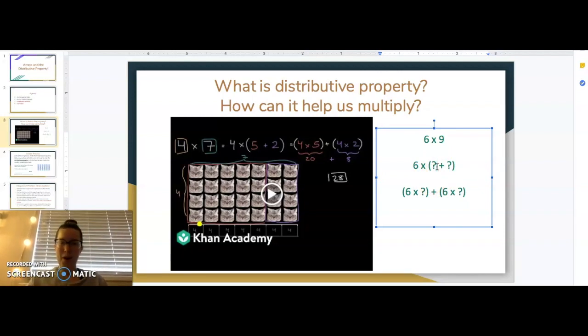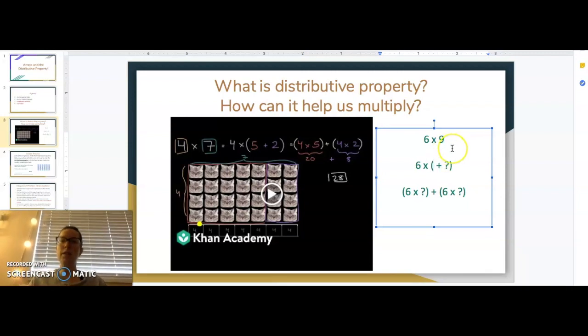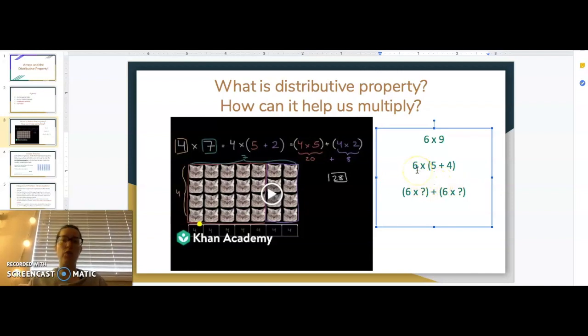Welcome back. Hopefully you were able to try this out, and let's go over it together. So if I wanted to break down 9, the easiest way that it seems for me to do that might be to do 5 plus 4. Let's try that. Now I'm going to distribute my 6 across these parentheses, right?